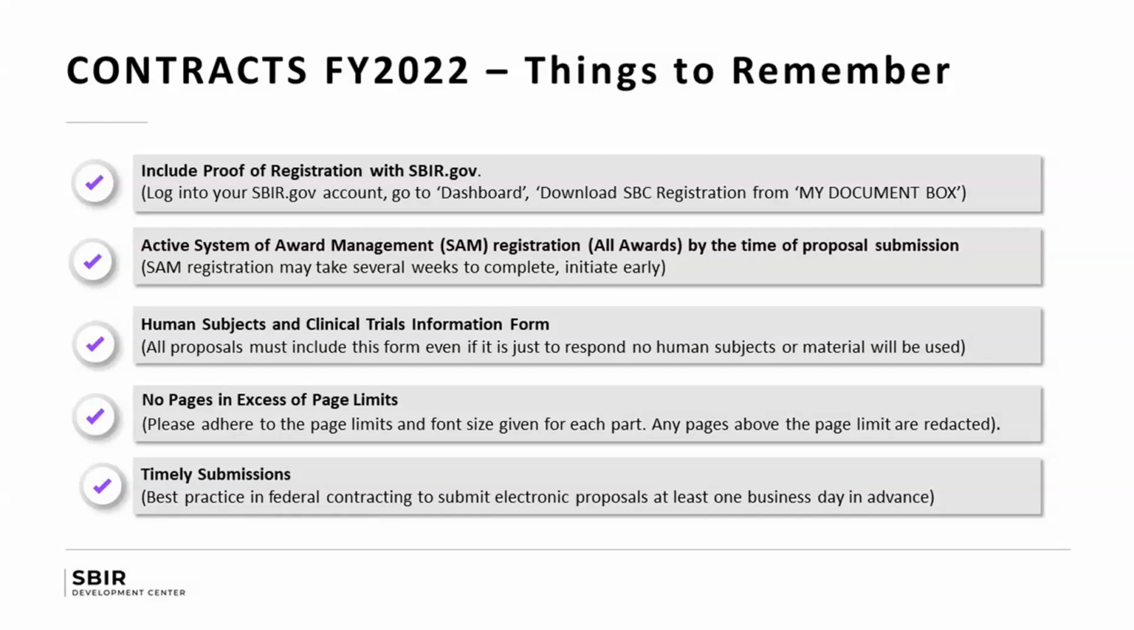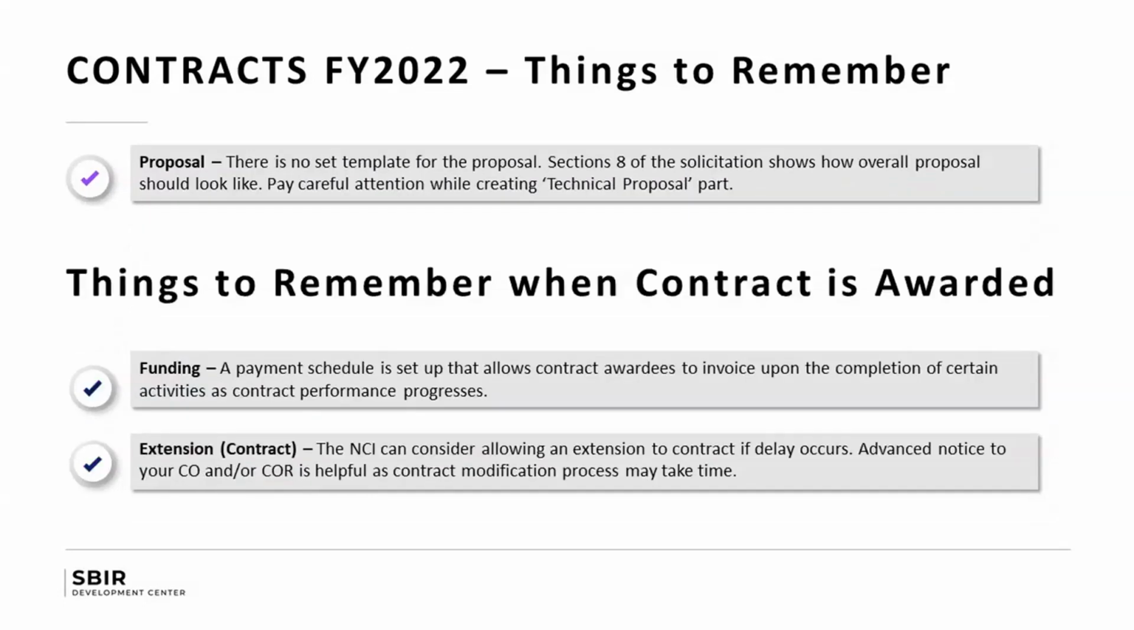The human subjects form must be included in the proposal, even if it is just to say that no human subjects will be used. Next, do not exceed the page limit, and there is no set template for the proposal. However, section 8 of the contract solicitation document has instructions about how the overall proposal should look. And as I mentioned before, section 6 talks about how the proposal will be reviewed. So the bottom line is, please read the contracts solicitation document carefully.